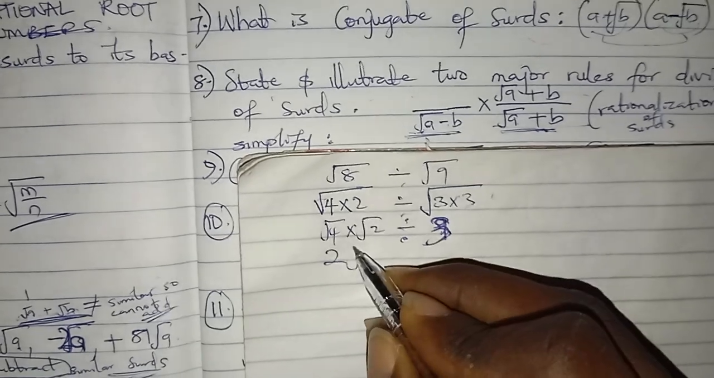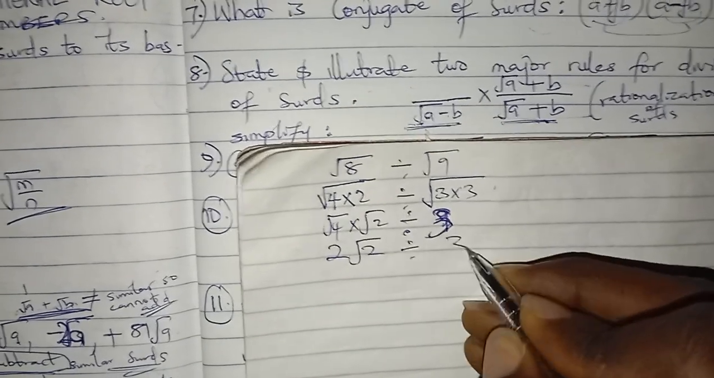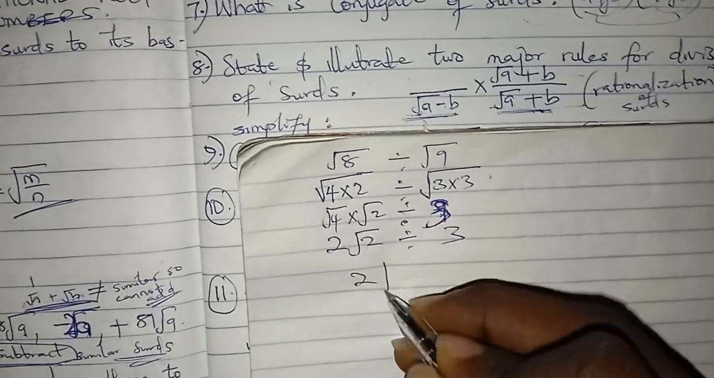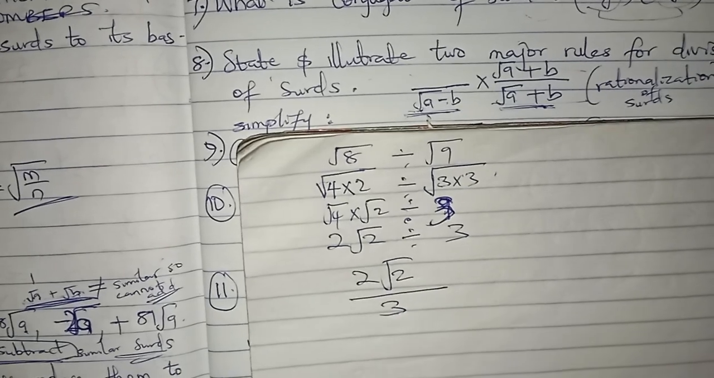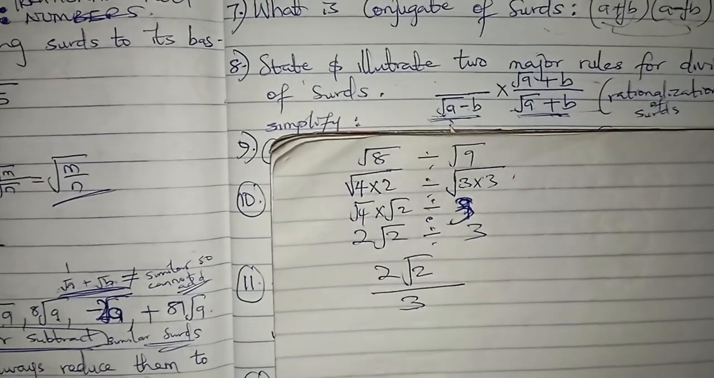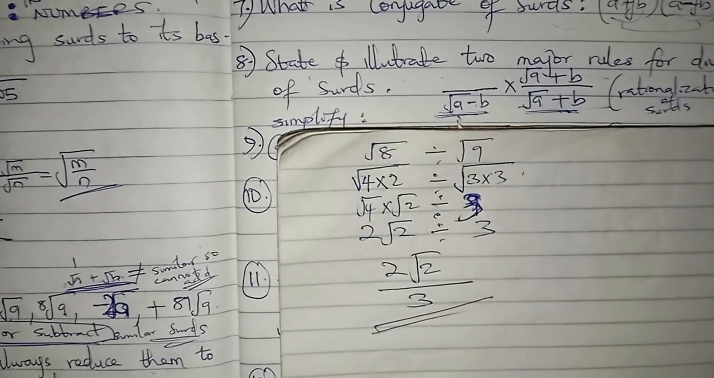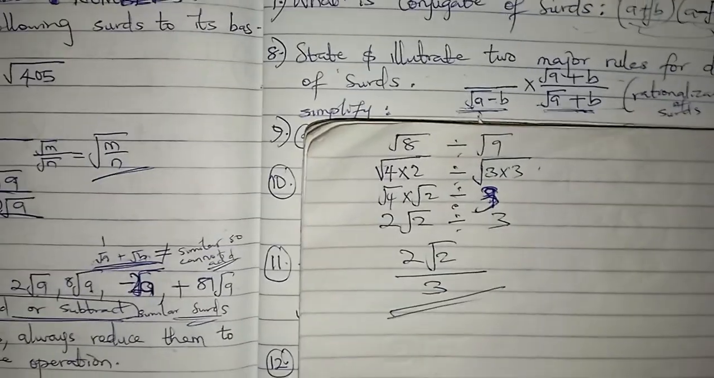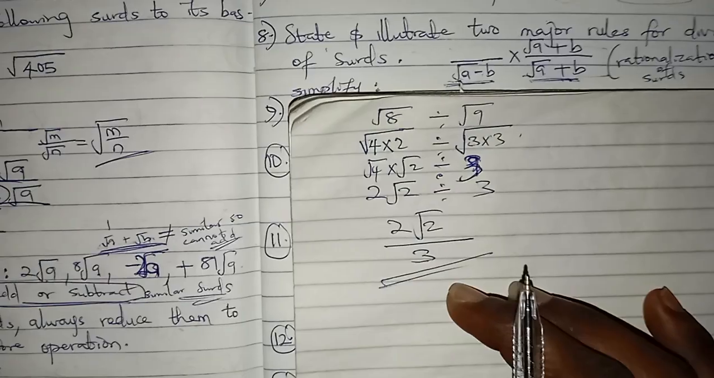So 2 root 2 divided by 3. This is going to be the same thing as saying 2 root 2 over 3. Notice that they have nothing in common. So this is my final answer. Very simple like that. This is my final answer.